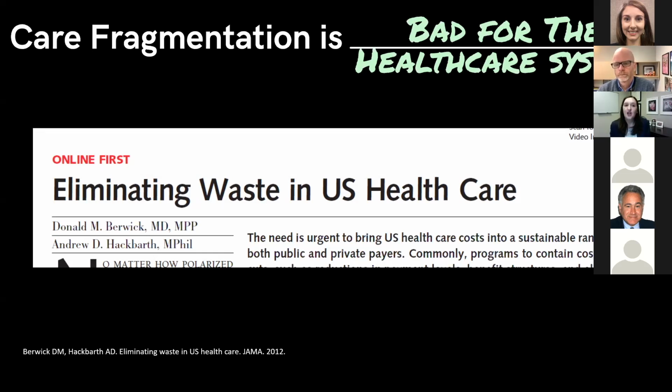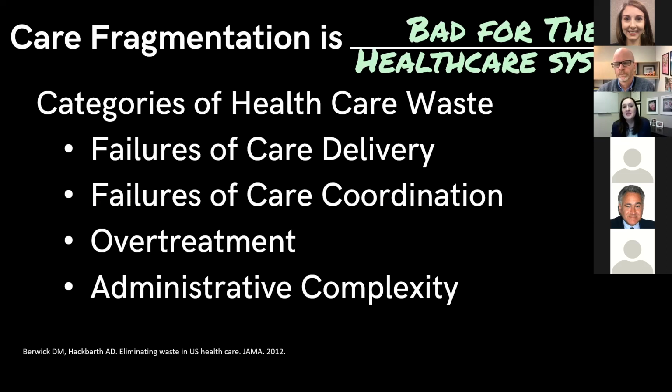So this is a classic article by Berwick and Hackbarth from JAMA 10 years ago, which describes categories of US healthcare waste. And of the 6 categories described in the paper, fragmented care can impact 4 of them. So a patient with fragmented care may not get the care they need, which could lead to a failure of care delivery. That care may be delayed due to a failure of care coordination. Tests or imaging may be repeated, leading to overtreatment. And I don't have to tell you all that anytime care is shared between different providers or locations of care, additional administrative complexity is added.